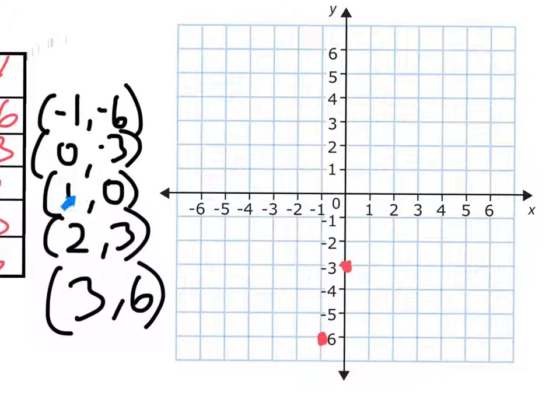I know that our next one is 1, 0, so we're going to move 1 to the right. But then we're not going up or down at all. Our next one is 2 and 3, so we're going to go 2 to the right, and then up 3. And again, a pattern is emerging. And then finally, we have 3 and 6. So I'm going to start at the origin point. I'm going to go over 3, 1, 2, 3, and then up 6. And when we do that, great.